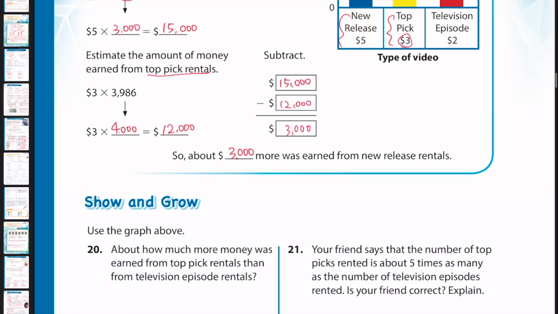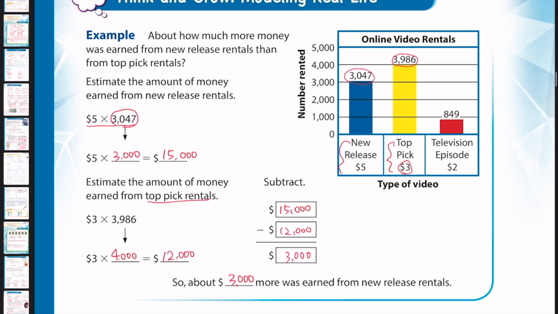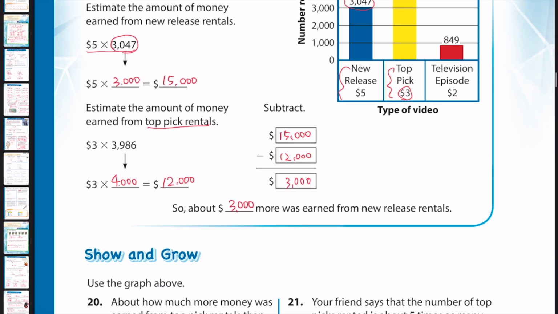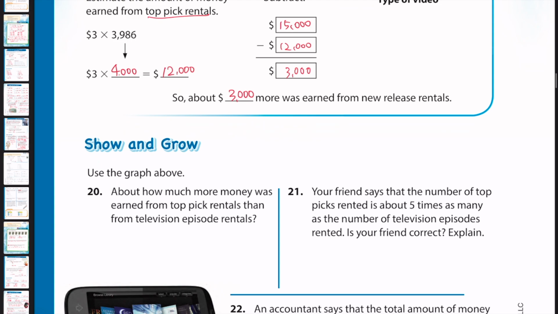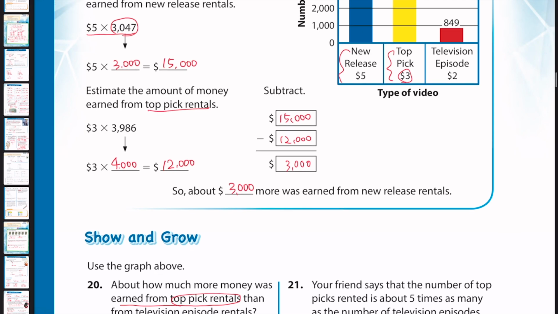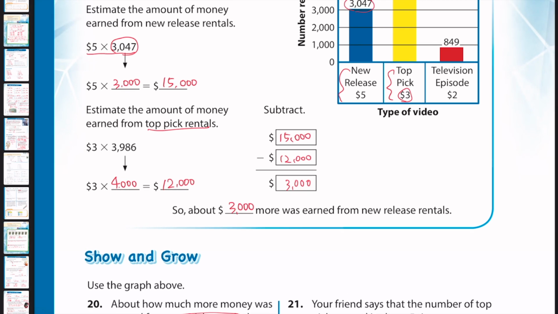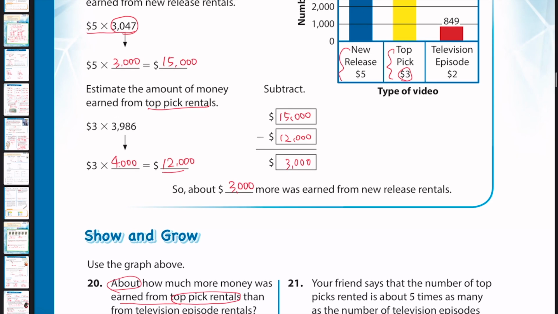Now use the graph above. Okay, still we need to move back and forth since I'm using a horizontal screen. So use the graph above, about how much more money was earned from top pick rentals than from television episode rentals. So we still know top pick rentals were what? 12,000, right? Remember? And then television episode is what? 2, and we can estimate, right? Because they were asking about that.